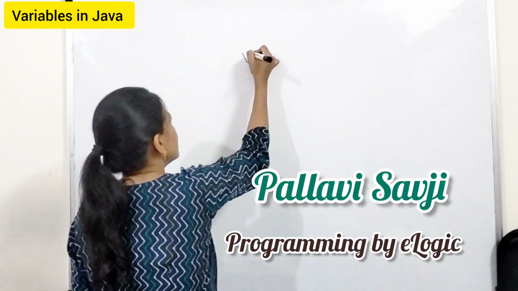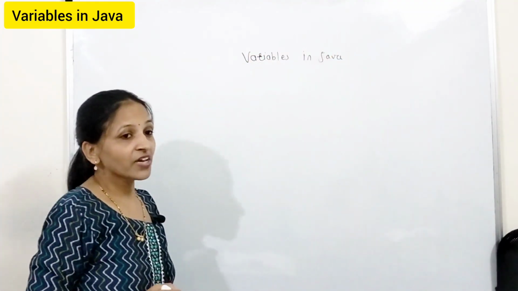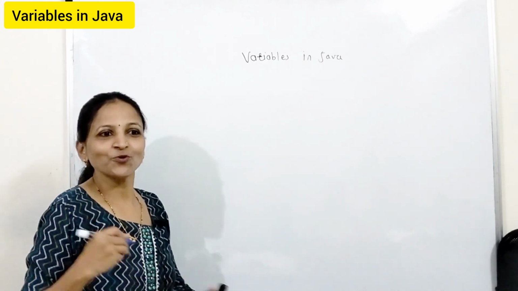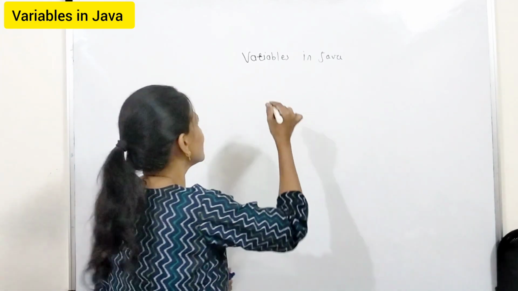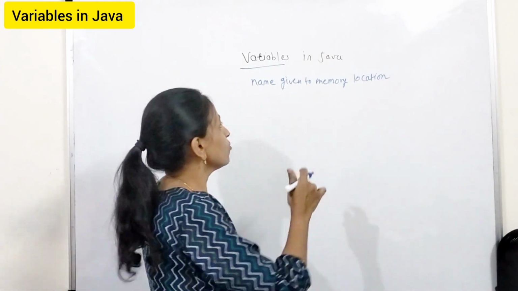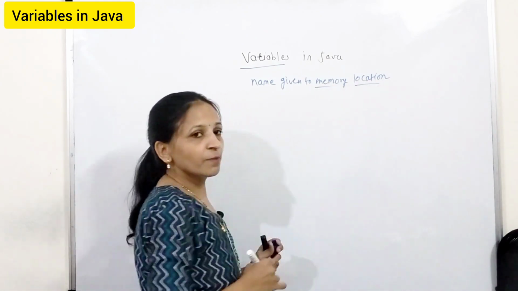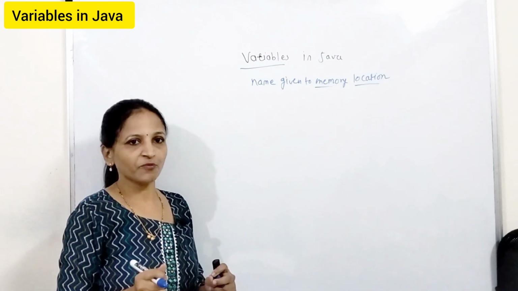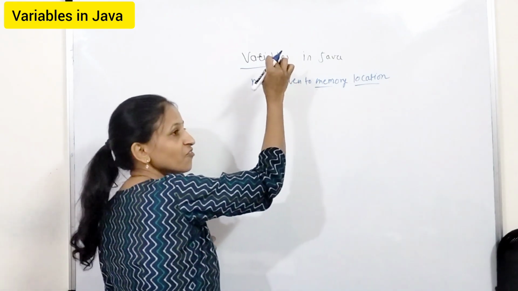Here I am going to explain variables in Java. What is a variable? A name given to a memory location, that is nothing but a variable. A variable is nothing but a name given to a memory location whose value can be modified during execution of a program. That's why it is called a variable.